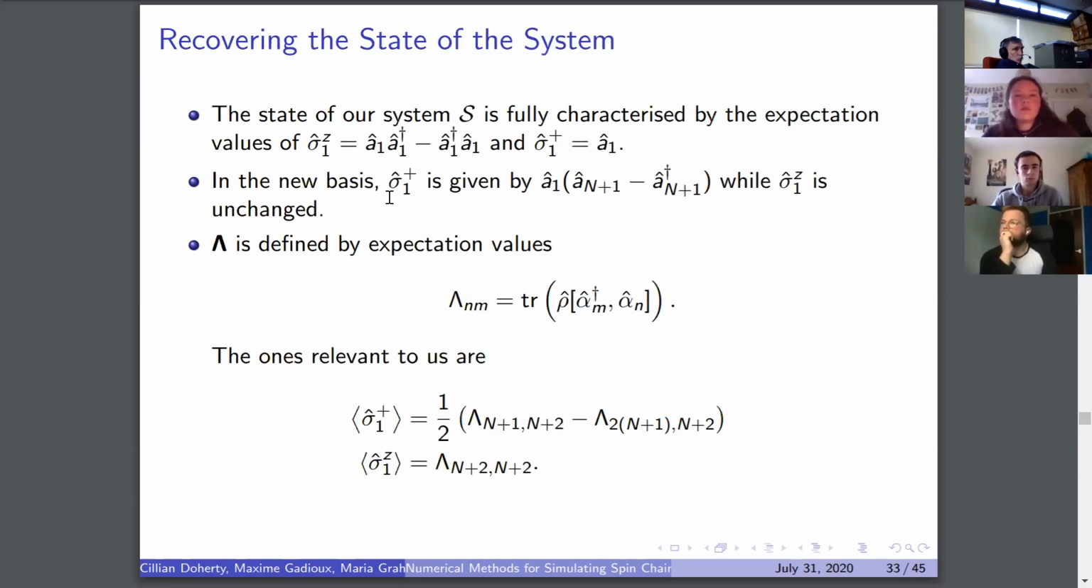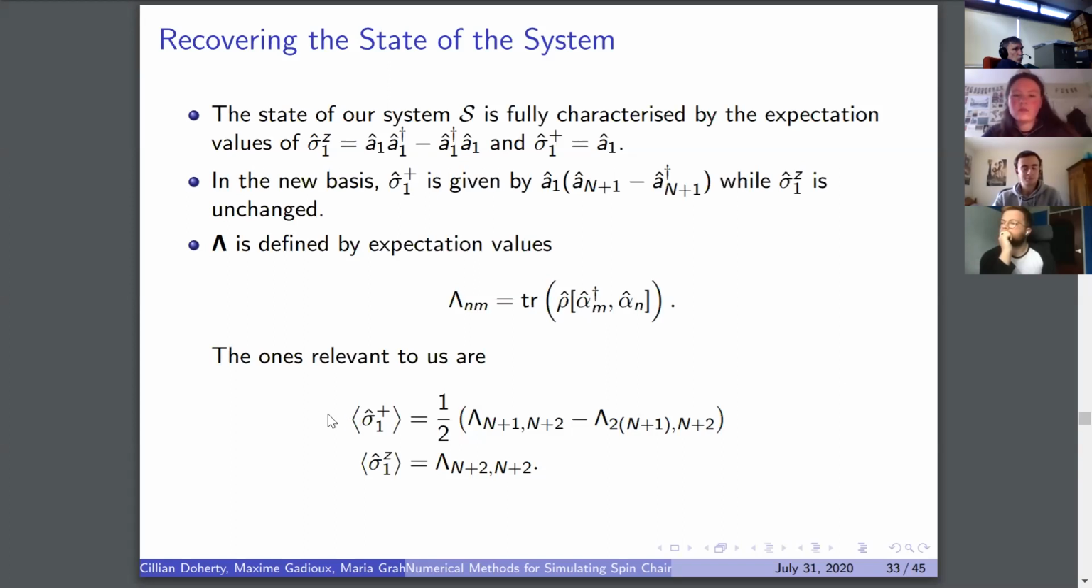And then we also have the basis transformation to take into account. So sigma 1 plus is then given by A1 times the new fermionic operators, whereas sigma 1z stays unchanged, and it's just this commutator here. And now lambda is defined just in terms of expectation values of these commutators. So all we have to do to find the expectation values we want is to just find the relevant terms in lambda. And sure enough, this isn't too bad.